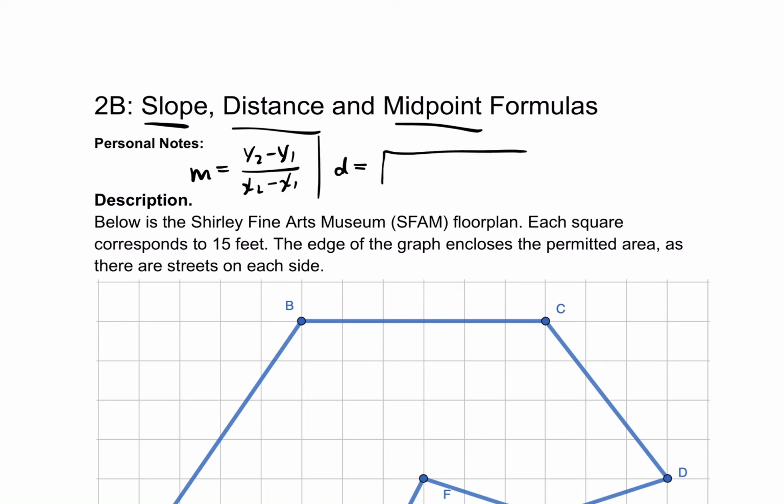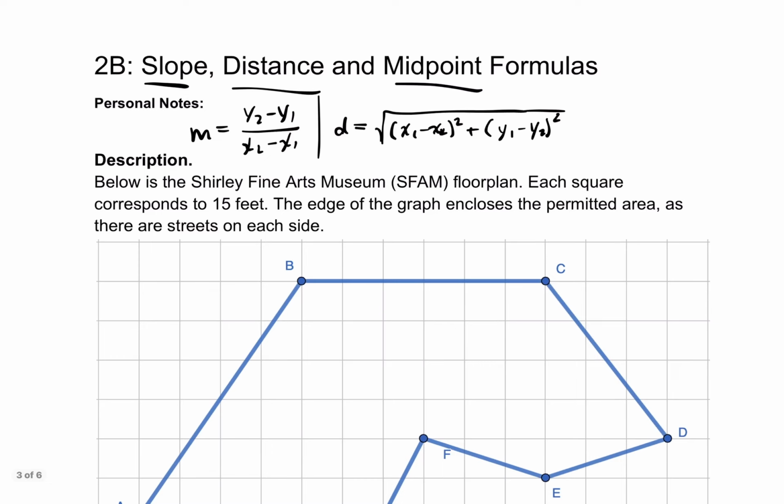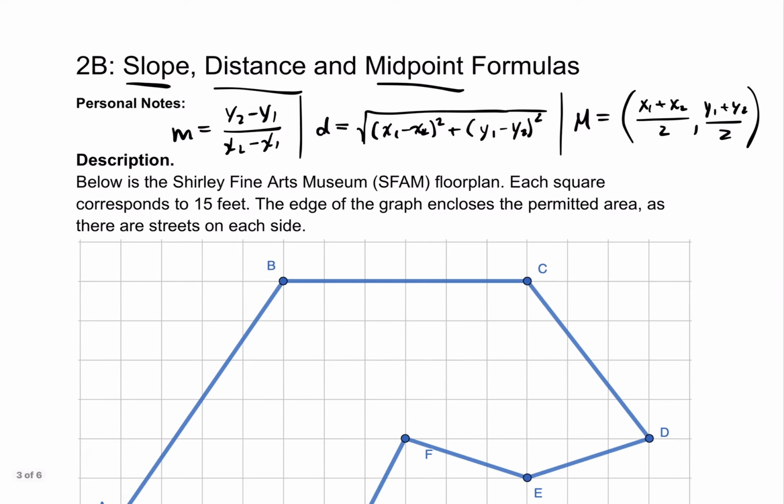The distance, which we discussed, was a rework of Pythagoras' theorem: x1 minus x2 all squared plus y1 minus y2 all squared. And of course, the midpoint, M, is given by x1 plus x2 over 2, comma, y1 plus y2 over 2. Sorry, hopefully that pencil will cooperate with me. It's being kind of rude today.